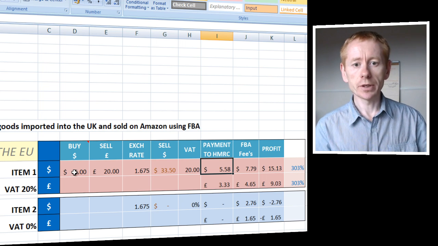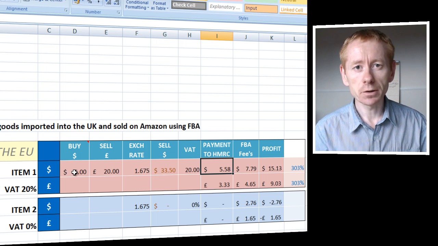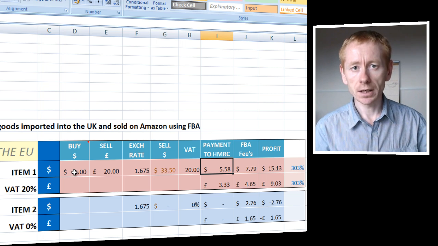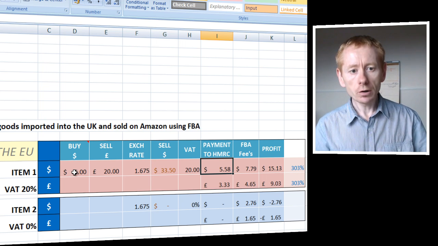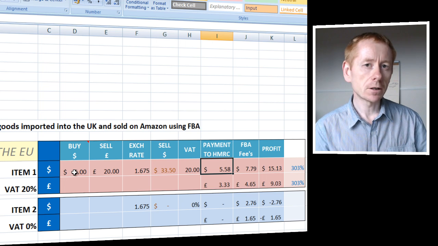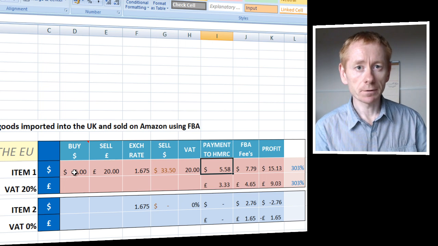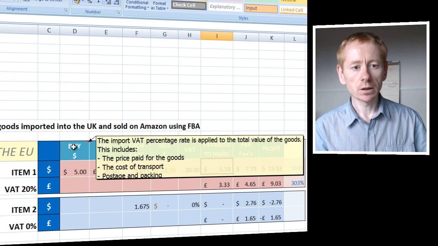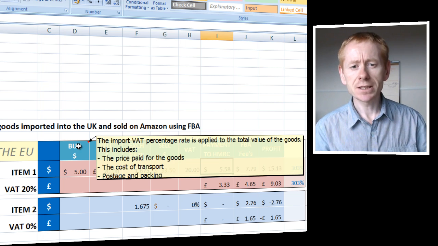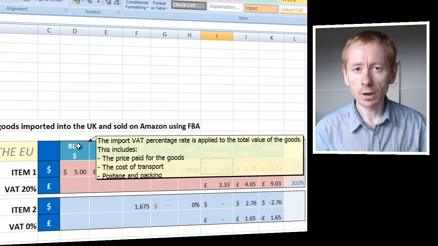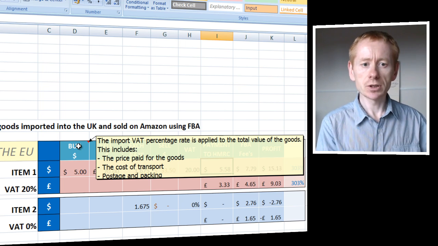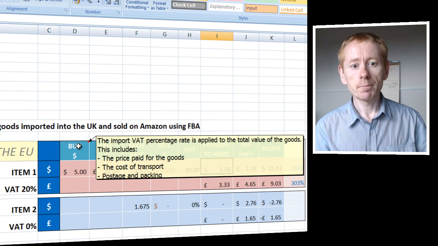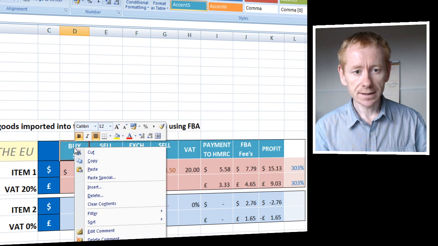Now, it's important to know that this VAT that we have to pay, you're going to pay it in two separate parts. When you import the goods into the UK, you pay VAT on the actual import value, but there's some additional costs that you've got to take into account. If we go over and look at this buy column here, I put some notes, and it says the actual import VAT percentage rate is applied to the total value of all the goods. Okay, so this is going to include the price that you paid for the goods. It's going to include the cost of transport, postage and packaging, and I think there's a little bit more.